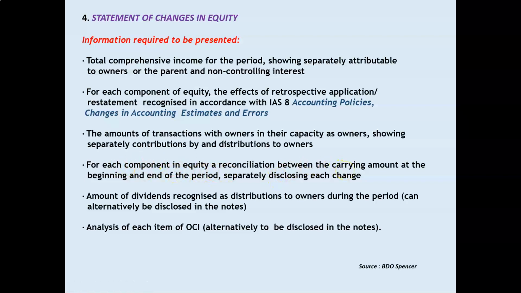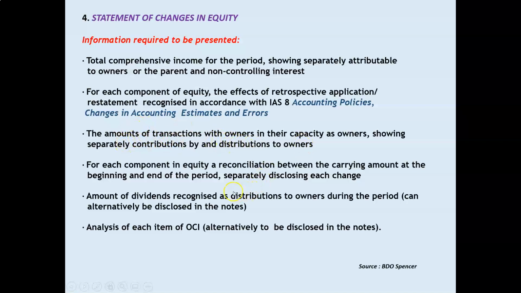Now, what type of items are we talking about? We're talking about all transactions with the owners in their capacity as owners, showing separately contributions by and distributions to owners. So what does it mean in plain simple English? That means if they have put more capital in the entity, I have to show that. If it is a company, and in our case it will be a company, how are they going to invest more capital in the company? They are going to take up more shares in the company. So the company is going to issue shares to those shareholders. So all share issues have to be accounted for during the course of the year.